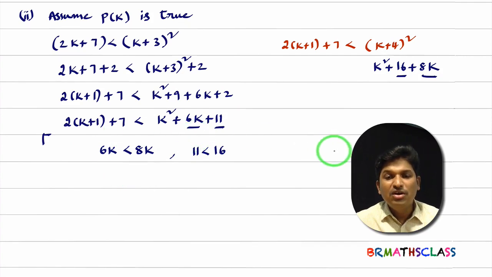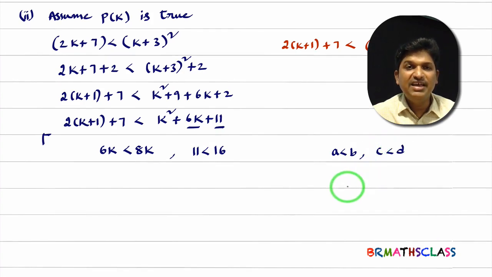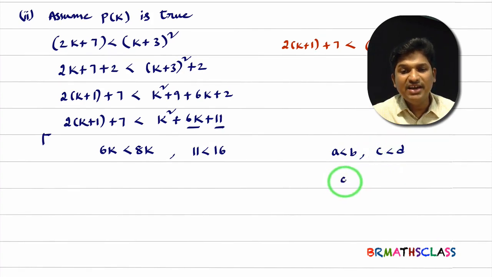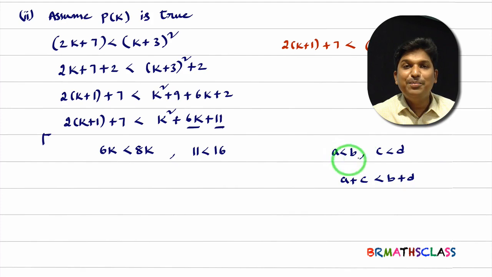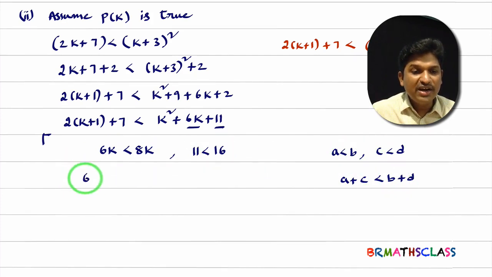Now from the inequalities chapter, I know this. If A is less than B, C is less than D, then what can I write? I can write that A plus C is less than B plus D. So here what you can write? You can write that 6k plus 11 is less than 8k plus 16.